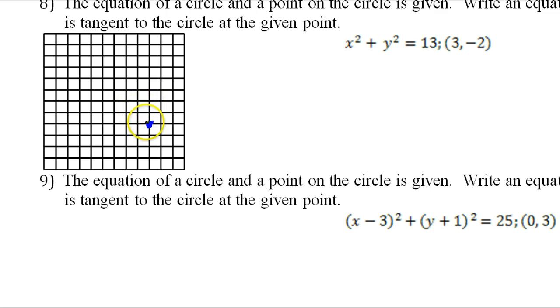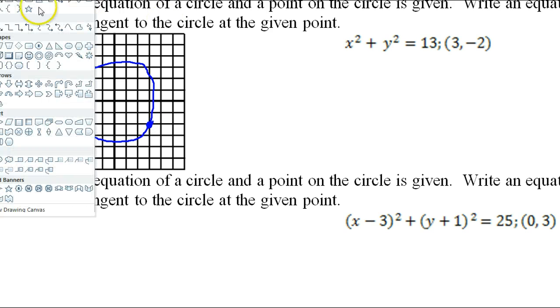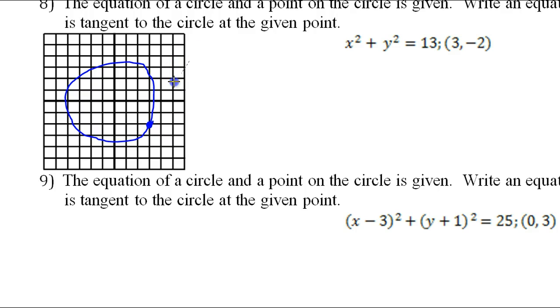This is going to be pretty ugly, but you're supposed to picture there's a circle in here somewhere, and then you've got your line of tangency, doing this kind of a thing. And that's the line that we're supposed to be finding the equation of. So this is our point 3, negative 2.